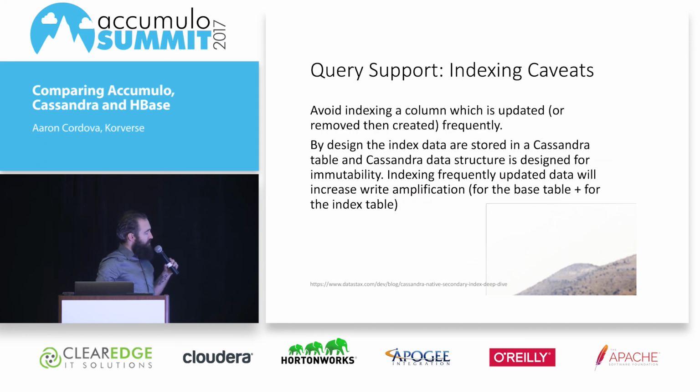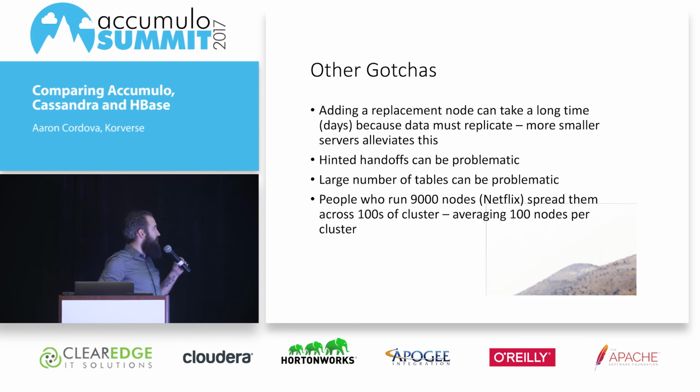And then we talked about how, or you may know that if you have to update values frequently, having an index on that makes that expensive because you have to update the index entries as well. Okay, other gotchas. Adding a replacement node can take a long time, literally days to like over a week if you have a bunch of data to replicate. Cassandra doesn't let a server serve data from anywhere else, so you have to have all the data replicated before a node can start processing requests.